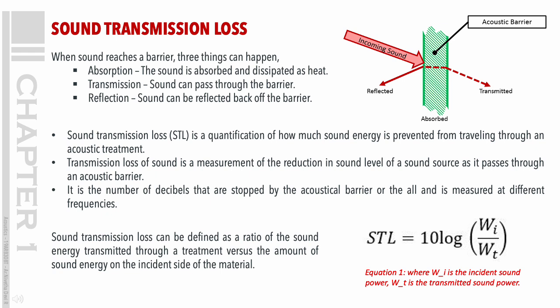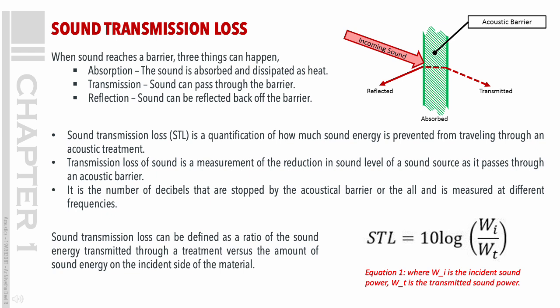Sound transmission loss. When sound reaches a barrier, three things can happen: absorption, the sound is absorbed and dissipated as heat; transmission, sound can pass through the barrier; reflection, sound can be reflected back off the barrier. Sound transmission loss, STL, is a quantification of how much sound energy is prevented from traveling through an acoustic treatment. Transmission loss of sound is a measurement of the reduction in sound level of a sound source as it passes through an acoustic barrier. It is the number of decibels that are stopped by the acoustical barrier or the wall and is measured at different frequencies.